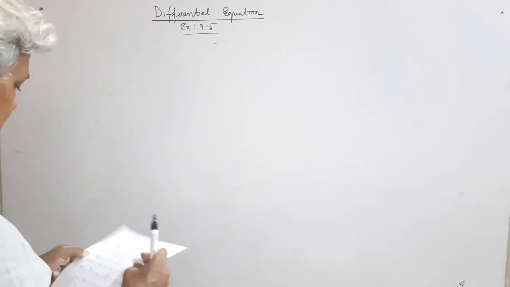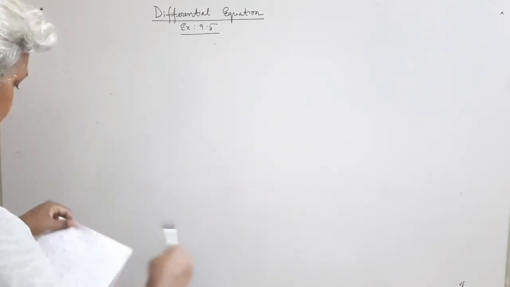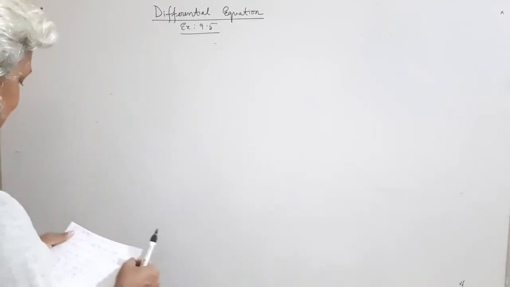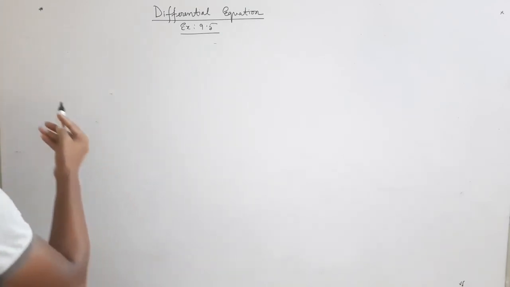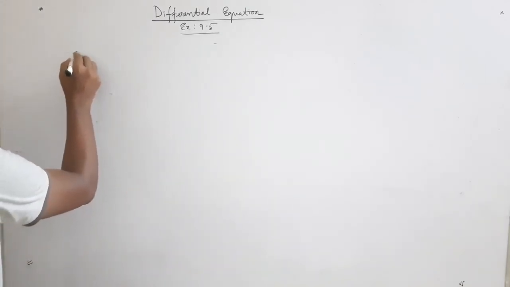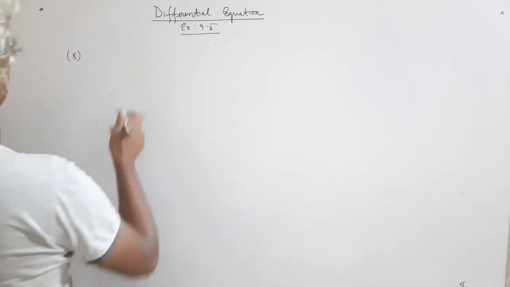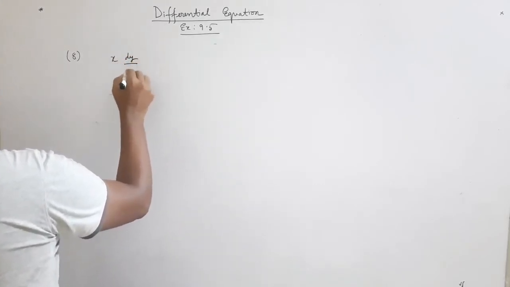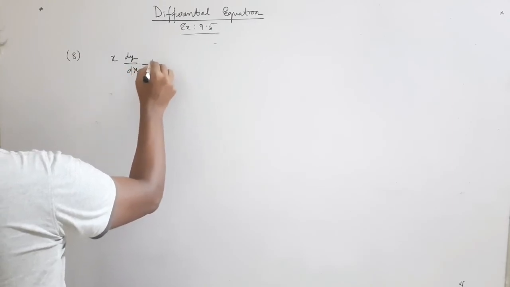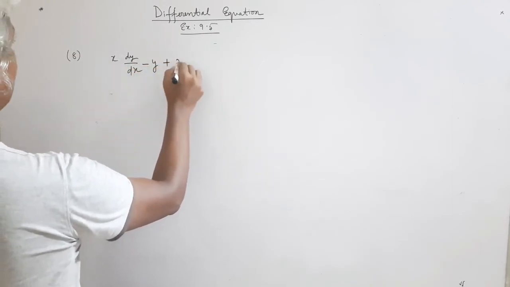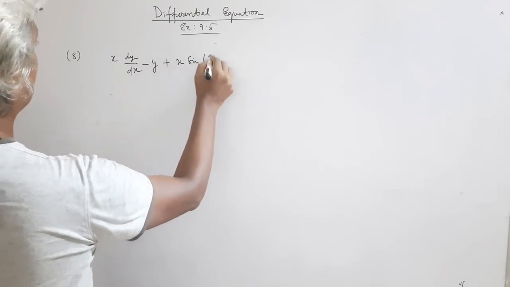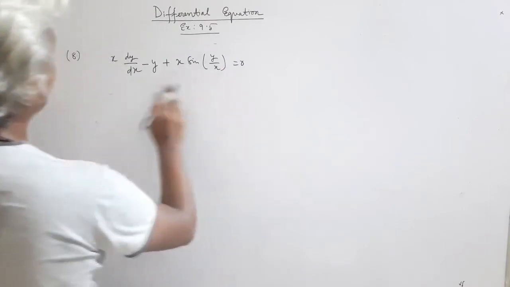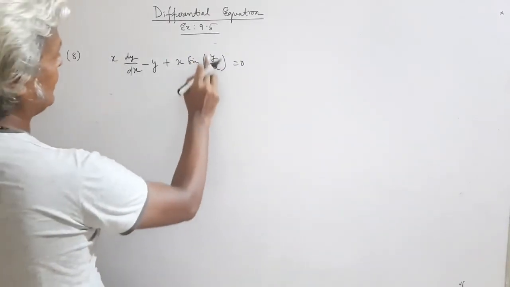This question number 8, I feel like solving faster, but then my mind says that I need to explain them because I am not solving for myself, I am solving for others. So this is x dy over dx minus y plus x sine y by x. Okay, now I divide both sides by x because I want to get y by x.